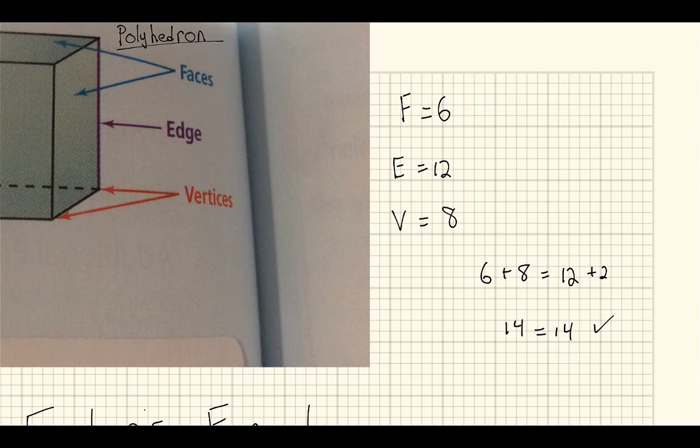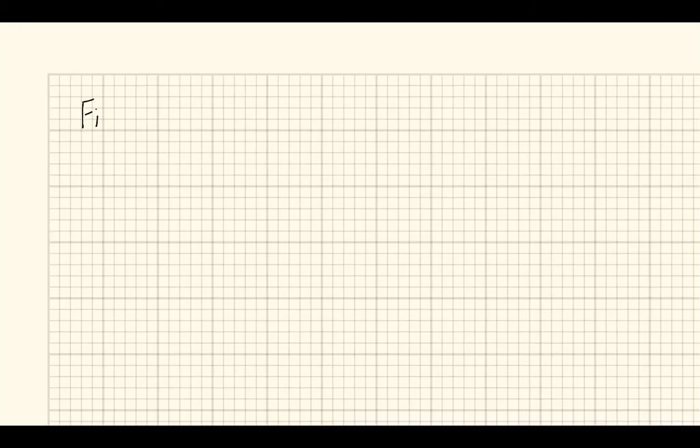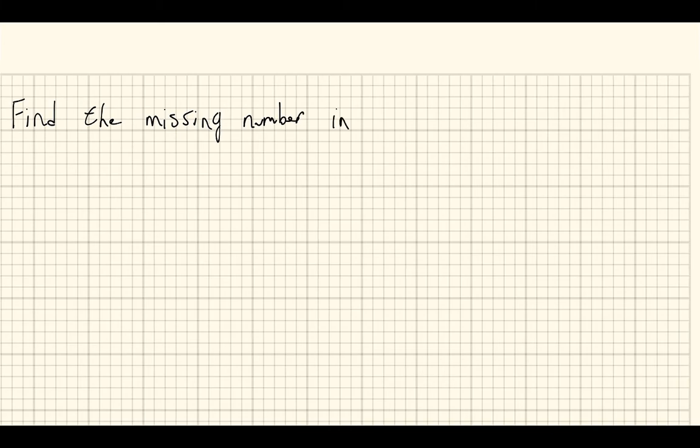So I think that's all I want to go over. Let's just do one that's an example of what you'll see in the homework, because I know with all the information I gave you, you could probably do it, but some of you like to see stuff in a little bit more depth. So, find the missing number in the polyhedron.